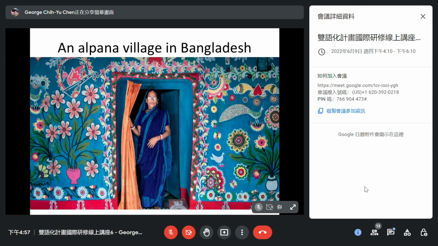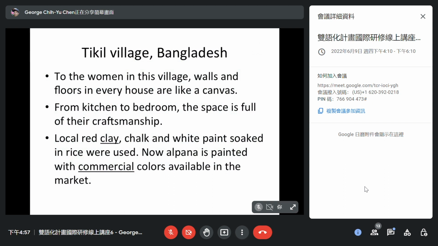Next, I want to show you a village. It's called Alpana village in Bangladesh. In this village, it's a very interesting village in which the women in this village are all artists that paint the walls from the kitchen to the walls outside with, like I said, organic motifs like flowers, leaves, and some animals. So next time when you go to Bangladesh, you can visit a Tikil village.